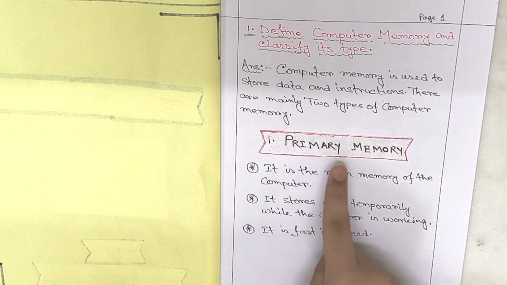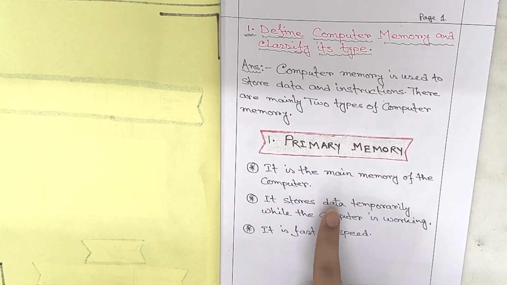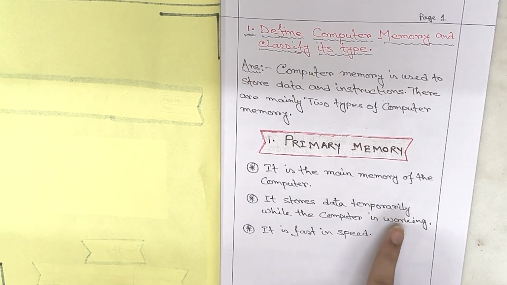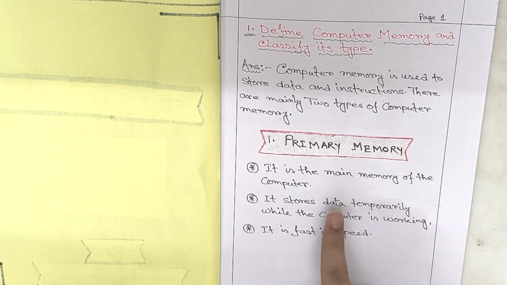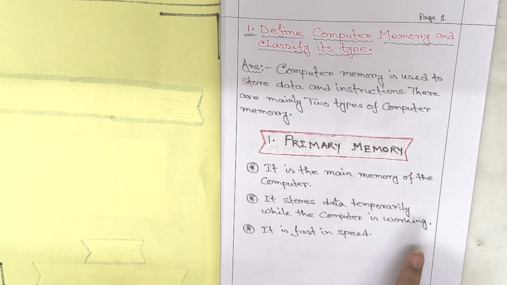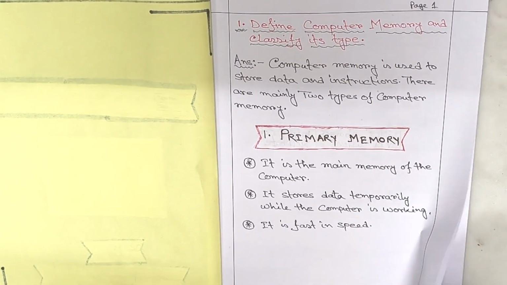Next, we have primary memory. Now I have mentioned the details, the main points. What is primary memory? It is the main memory of the computer. It stores data temporarily while the computer is working, and it is fast. So you will have to write these points.